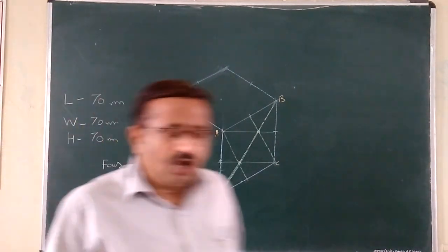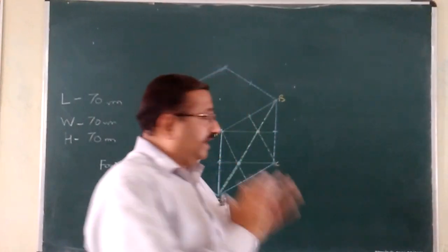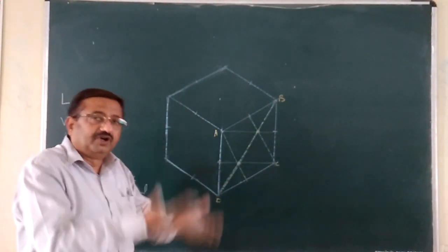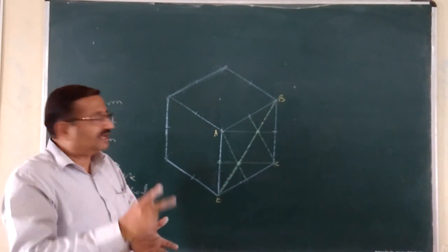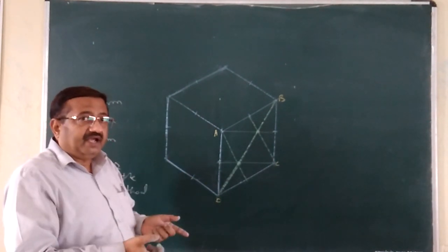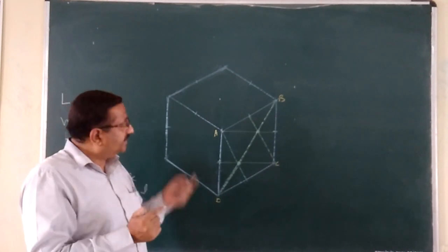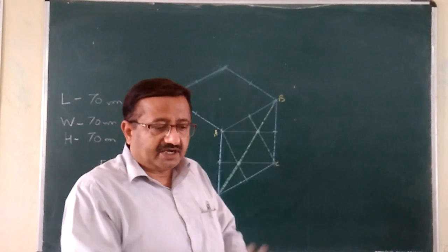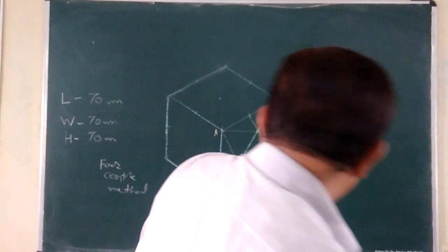Four center method of construction of ellipse. It means all four corners, four centers, are required for a full ellipse. Only two centers are required for a semi ellipse, and only a single center is essential, enough, for construction of a quarter ellipse. That is all we are going to learn now.